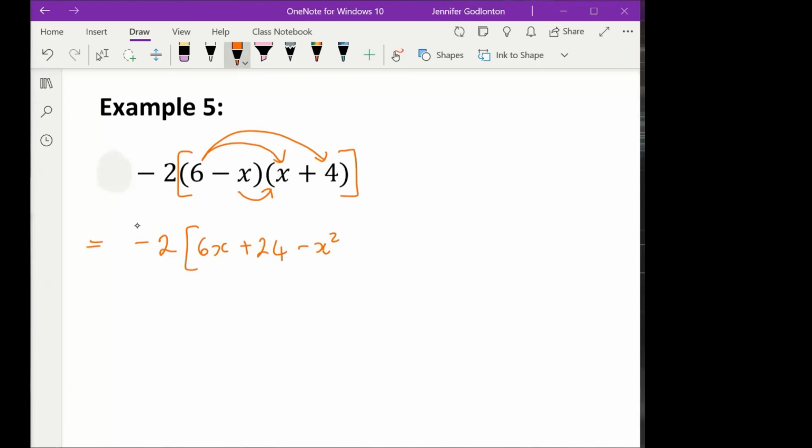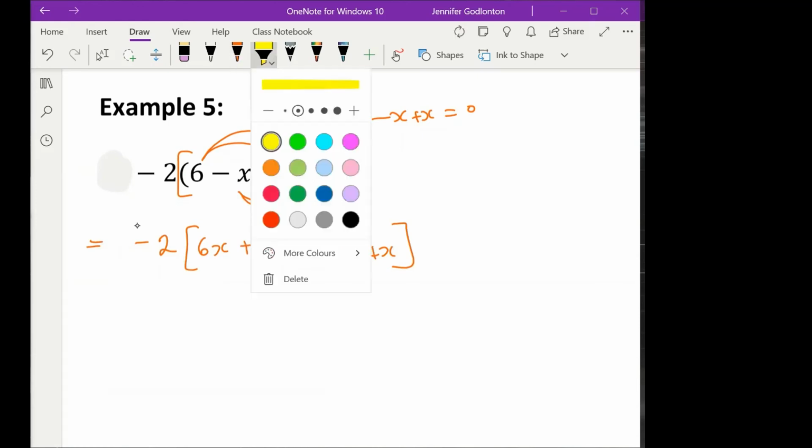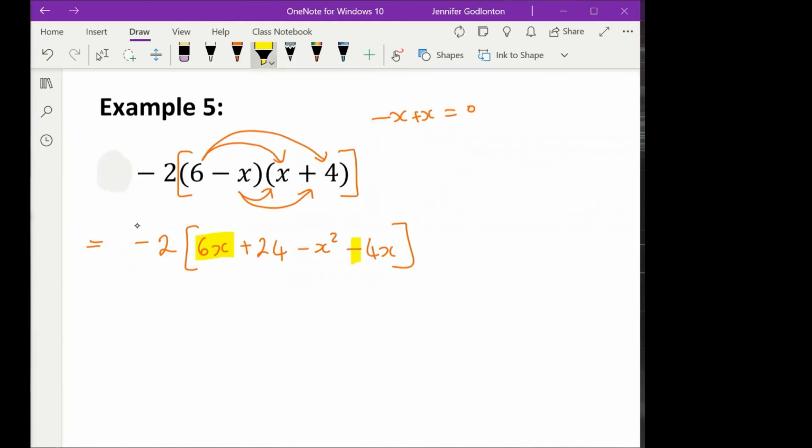Now, I think a lot of people will have forgotten that one, because we look at that and we think, well, negative x plus x is equal to 0. And so then it falls out of our head. But we have to remember that we're multiplying. That's why that one is important there. Okay, and then negative x times 4, which is negative 4x. So that is our first step. Second step, we want to look for our like terms. So I've got this 6x over here, and I've got this negative 4x over here. I have negative 2, and then inside this bracket, 6 minus 4, which is 2x plus 24 minus x squared. Okay, that's our second step.